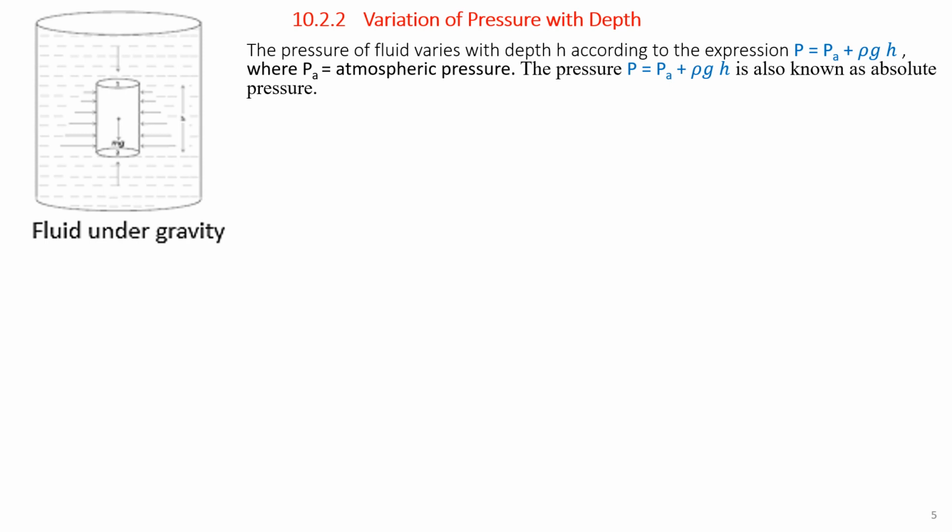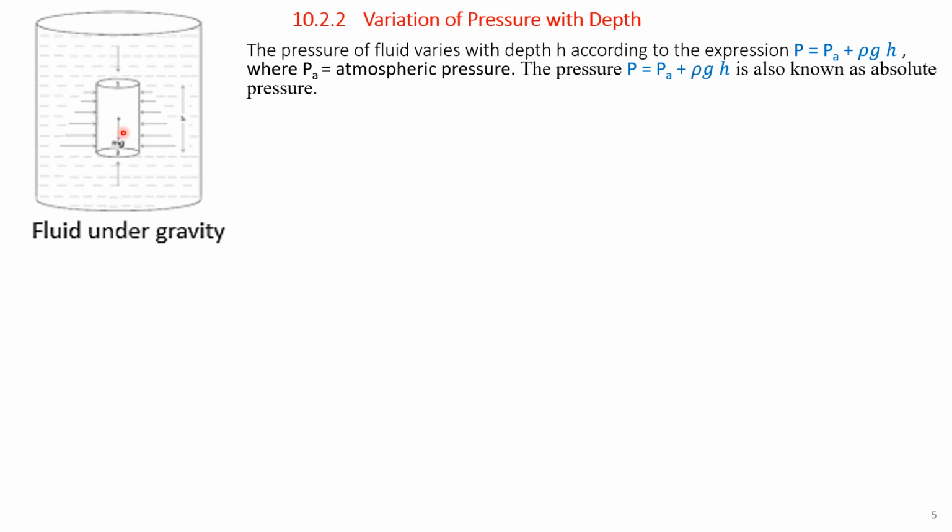Now consider a fluid at rest in a container as shown in the figure. In this figure, point 1 is at a height h above point 2. This is point 2 and this is point 1, and the height is h. The pressures at point 1 and point 2 are P1 and P2 respectively. Consider a cylindrical element of fluid having a base area A and height h.